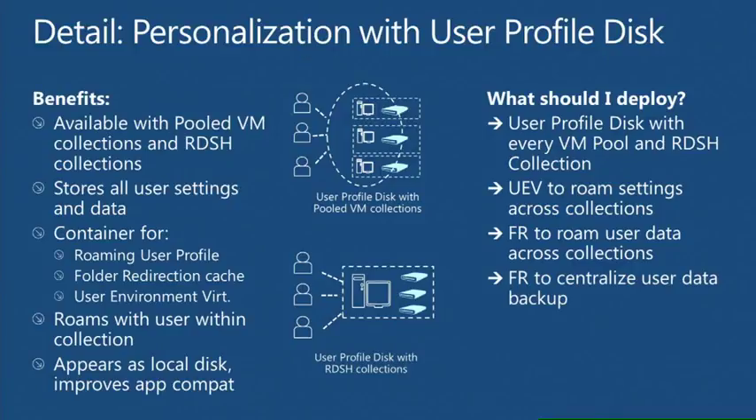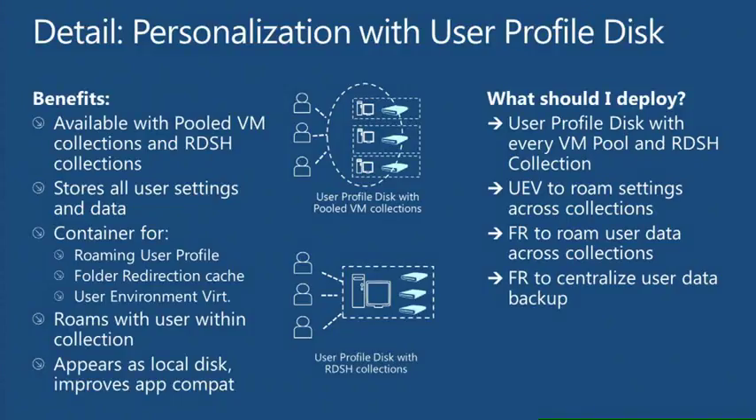Well, user profile disk, we recommend that you turn it on for all pooled VM collections and for all RDSH collections, for all session collections. There's really no downside, and the only thing you need is a file share. You don't even really need a SAN or a particularly performant file share. You just need a file share on which you can put a VHD file, and it gets mounted as a VHD.